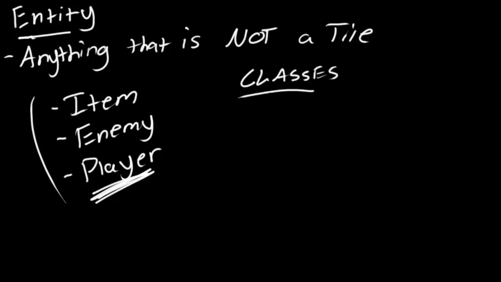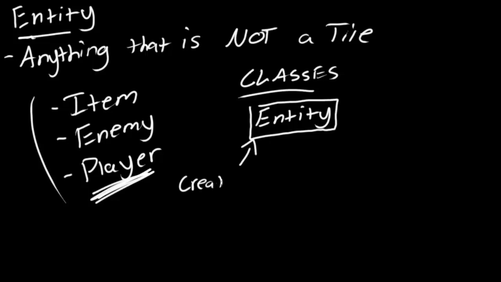We are going to have a main entity class. This entity class is going to contain everything that every single entity needs, like a position on a screen and maybe a texture. Now we are also going to create a few subclasses. So we are going to create maybe a creature class, and this creature class is going to extend the entity class.